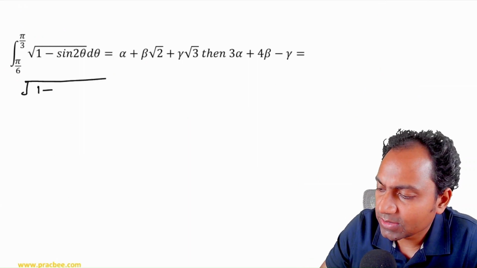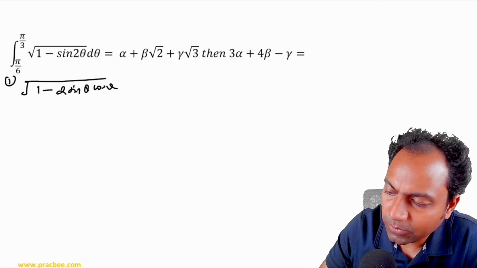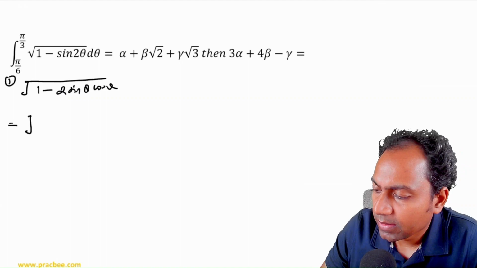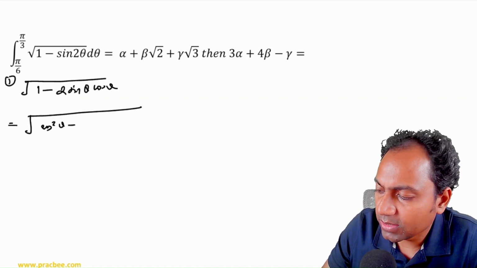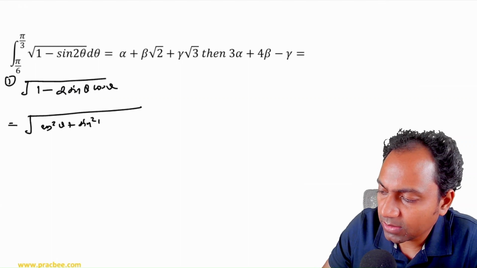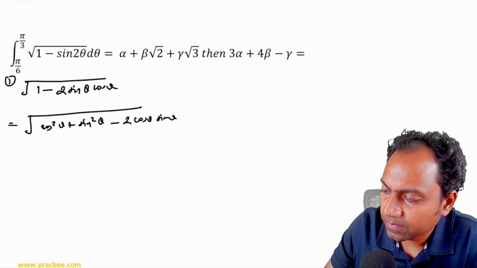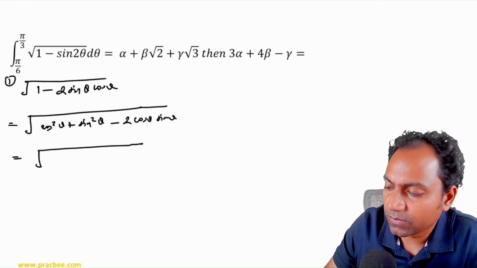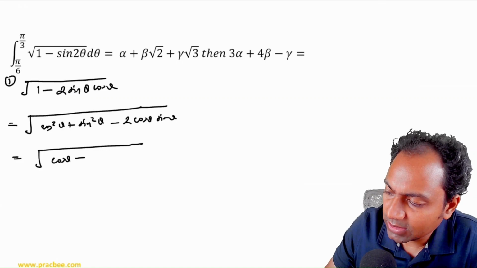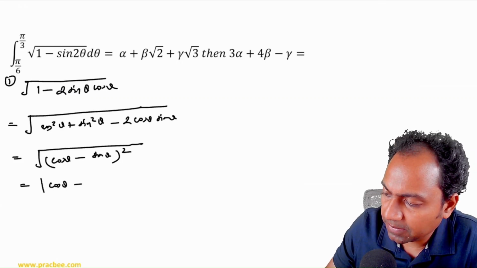So this is nothing but sine 2 theta, that can be written as sine theta cos theta. And this first part is nothing but pure trigonometry. So what we can do with this one is we can write this as nothing but cos square theta plus sine square theta, and then what we have is 2 cos theta sine theta. So if you write it in this manner, this becomes nothing but a root of (cos theta minus sine theta) whole square. And this becomes nothing but mod of cos theta minus sine theta.